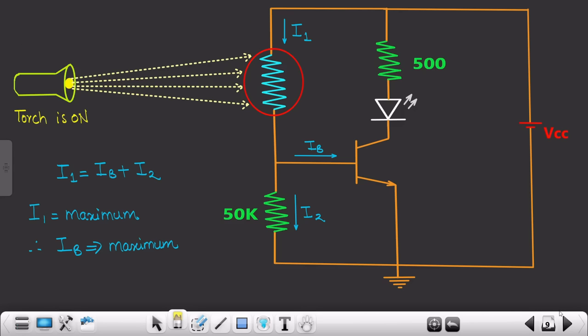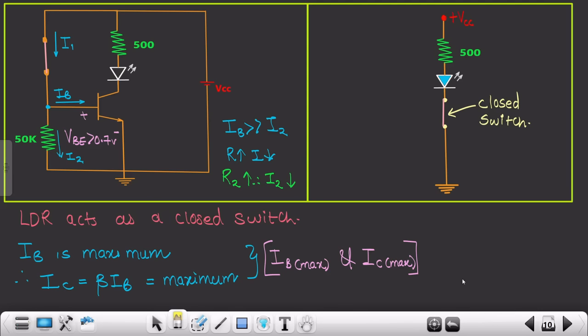So as soon as the light coming from the torch is incident on the LDR sensor, the resistance of the LDR sensor is going to decrease, and therefore the maximum amount of current is going to flow through this particular branch, and thus when it comes to this particular point, IB, the current flowing from the base terminal would be maximum. Why?